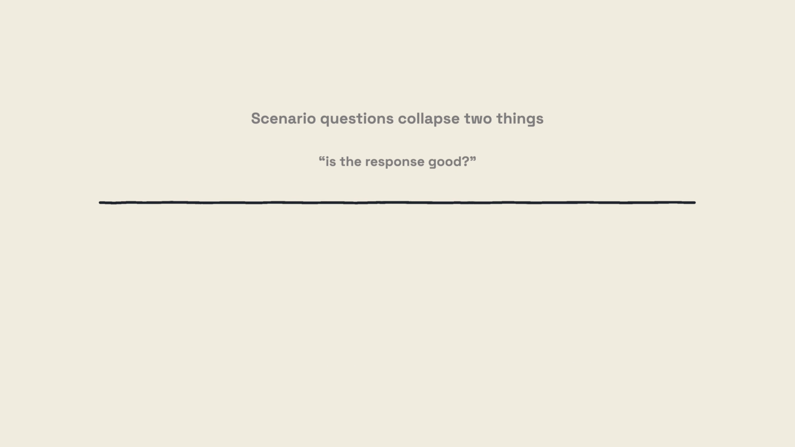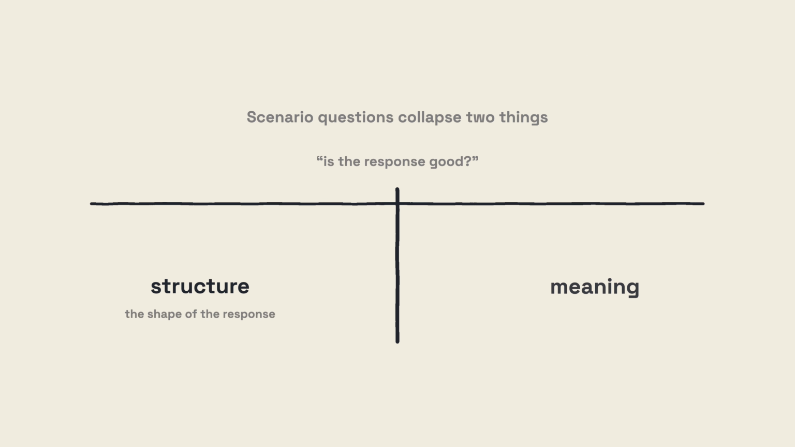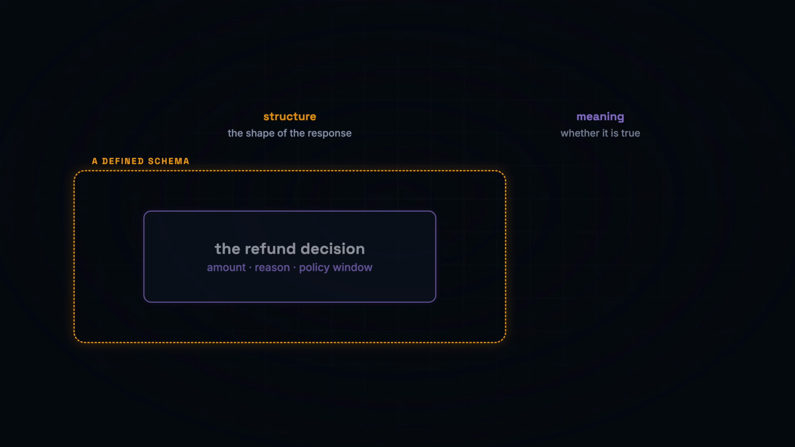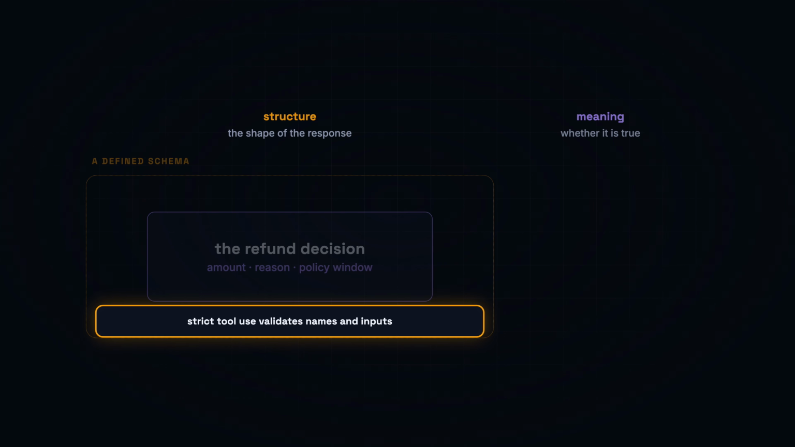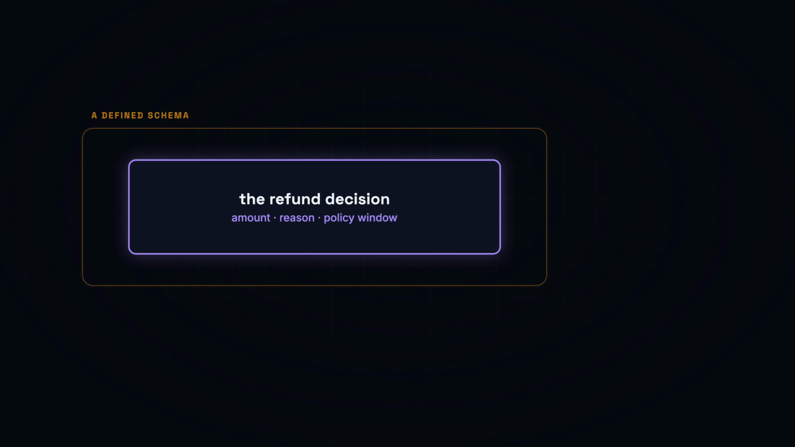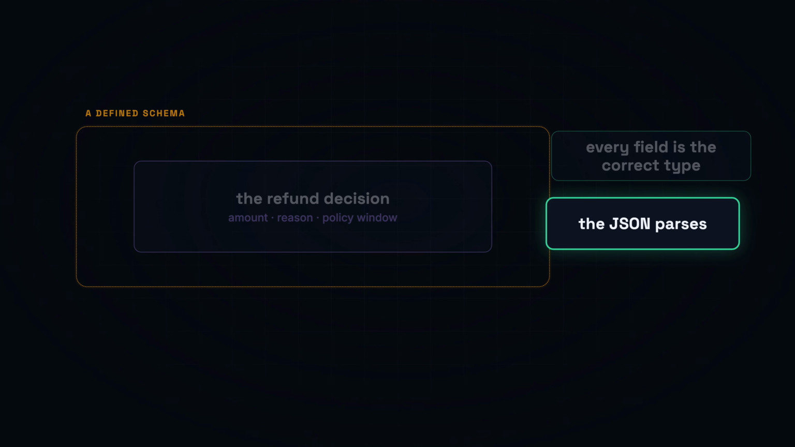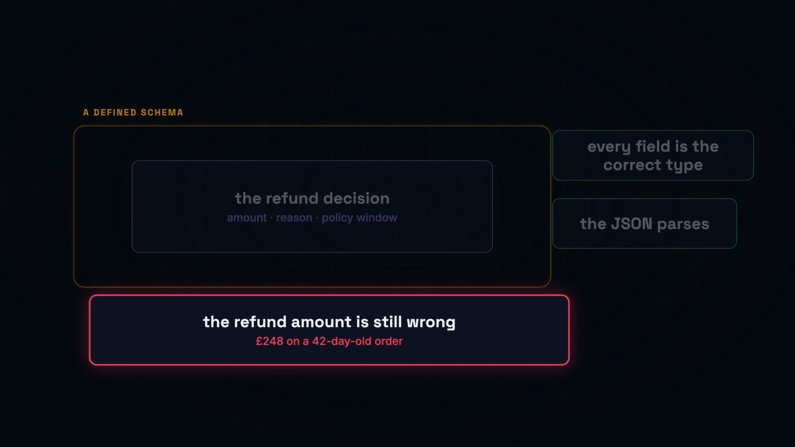Now separate two things. Scenario questions deliberately collapse structure and meaning. "Return JSON" is not a production contract. Structured outputs can constrain a response to a defined schema, and strict tool use can validate tool names and inputs. But watch what happens next. Every field has the correct type. The JSON parses successfully, and the refund amount is still wrong.